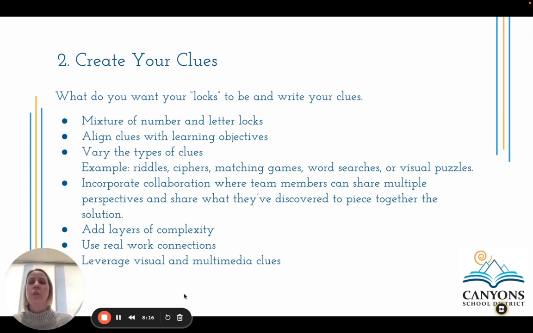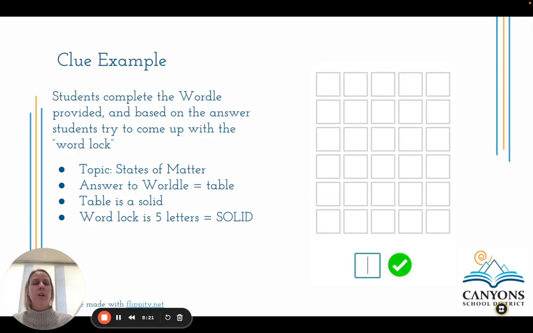So I'm going to show you a few of the clues that I made and talk you through my thought process. So here's one clue example, the topic states of matter. So I actually had this where students are completing a Wordle, and based on the answer, they have to come up with what the word lock is. So it's a word. So the topic was states of matter. So the answer to this is actually table. So if they do it correctly and actually get it right, table will be the right word. And at first they're going to think, oh, table is the 5-letter word lock.